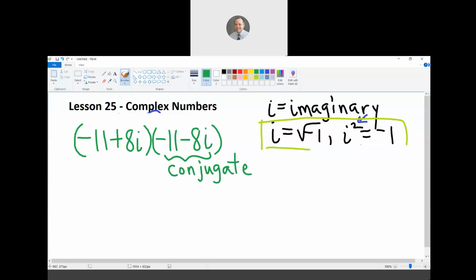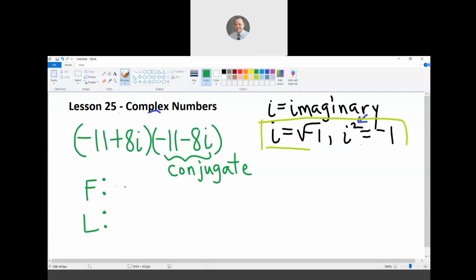Now, if you're multiplying a binomial times its conjugate, you don't have to use the entire FOIL method, because the outer and inner terms will cancel out. So all you have to do is multiply the first two terms and the last two terms.